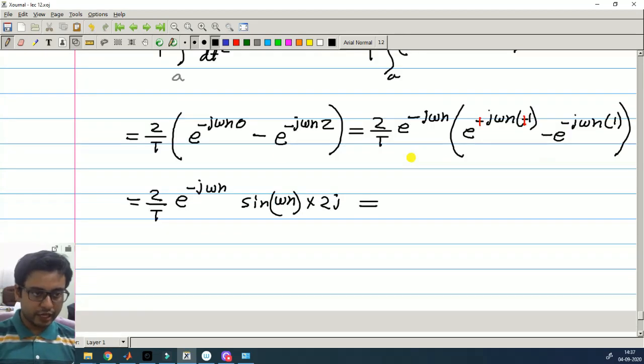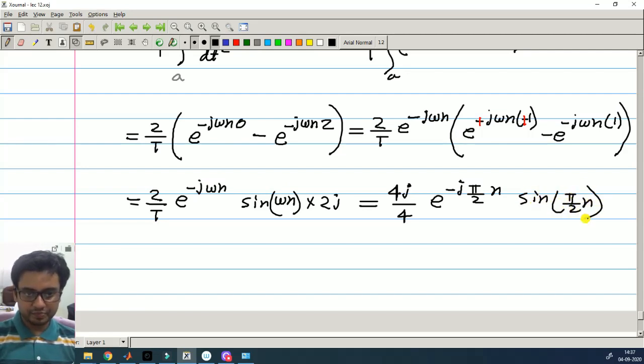So let us put the values. We will have 2 over 4 and then one more 2j, so let me write it 4j, then e to the power minus j pi by 2 n from here, and then sine pi by 2 n. Now this part you can write as e to the power minus j pi by 2, whole to the power n.